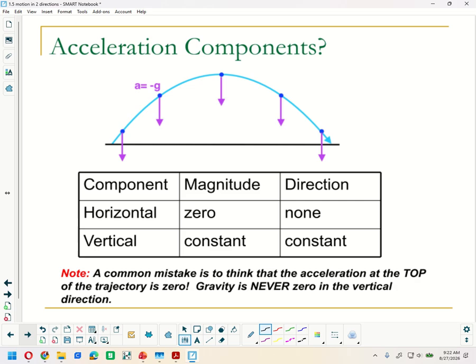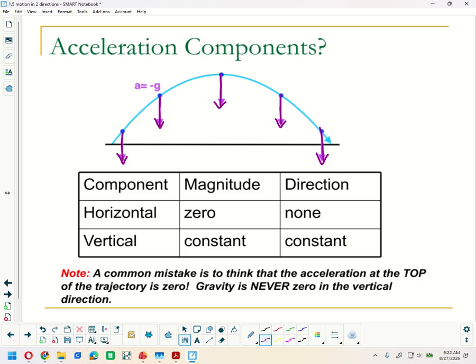All right, so acceleration components. Gravity is acceleration. If you notice the magnitude on all these, my acceleration is all the same length. My magnitude is the same size, so that means they're all the same. Gravity is going to be constant.